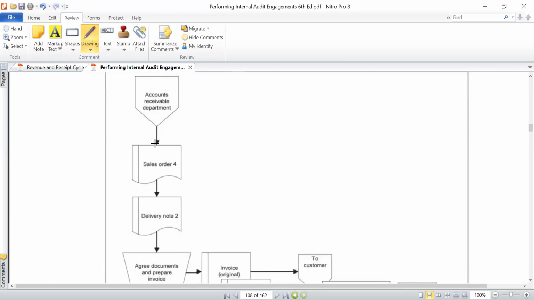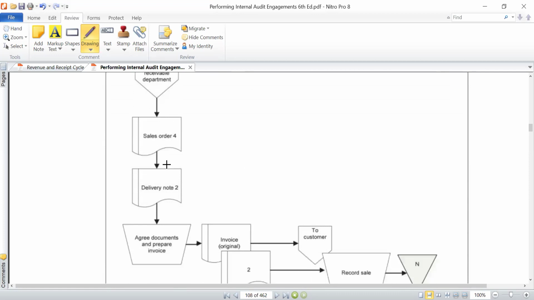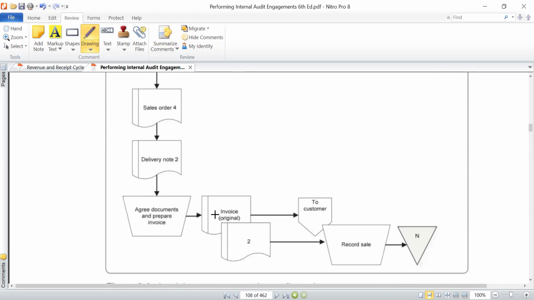So notice all those copies. Remember, I told you about the copies of the documents. What are they supposed to do with those copies of the sales order, the copy of the delivery note, and the copy of the invoice? They have to be matched, okay? So you cannot have this unless you've matched your supporting documents, right? You match your supporting documents to see if they are communicating the same details. That's when you prepare the invoice.